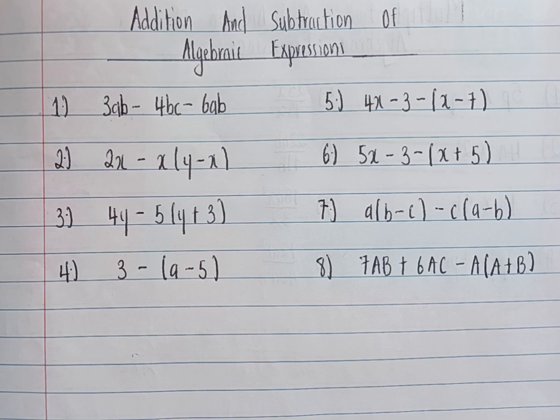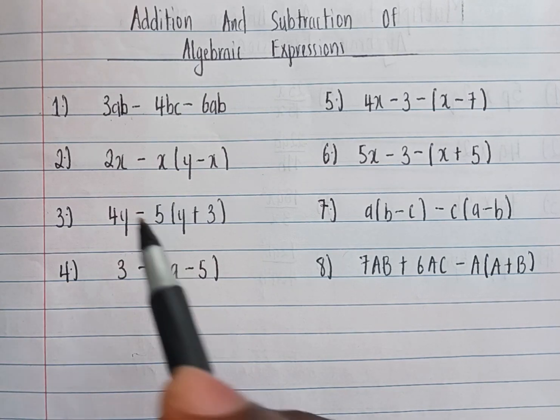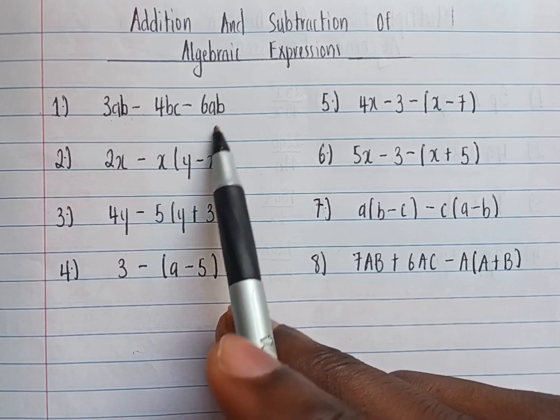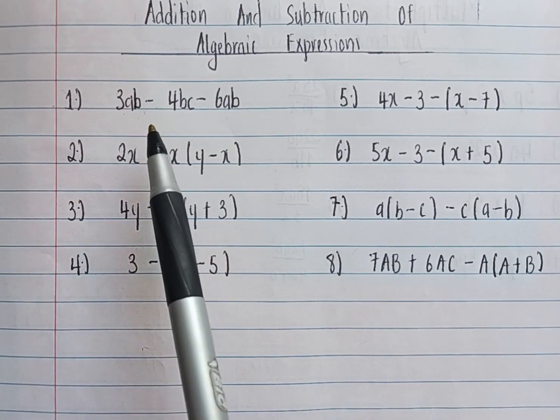Today we'll deal with the addition and subtraction of algebraic expressions. In these questions, we have various expressions, and these expressions are made up of terms, which are separated by the plus or minus sign. For example, in this question 1, we have 3ab, 4bc, and 6ab. These are all terms because they're separated by a minus sign.